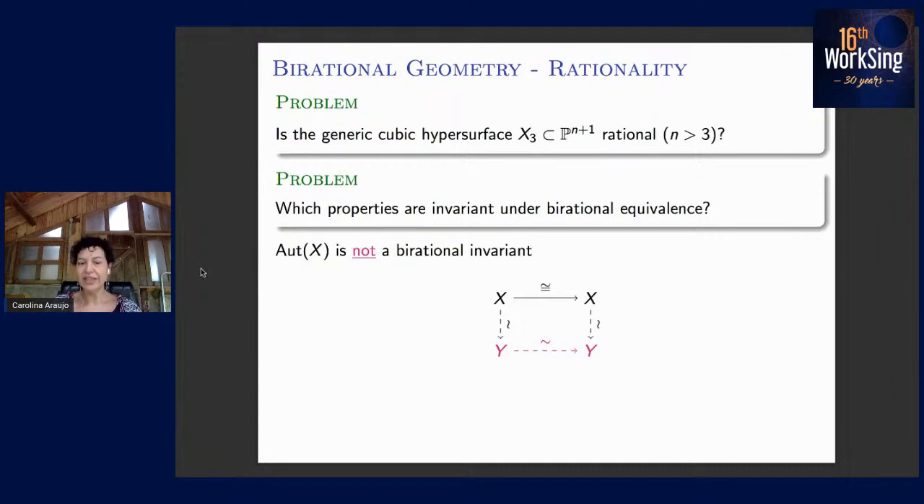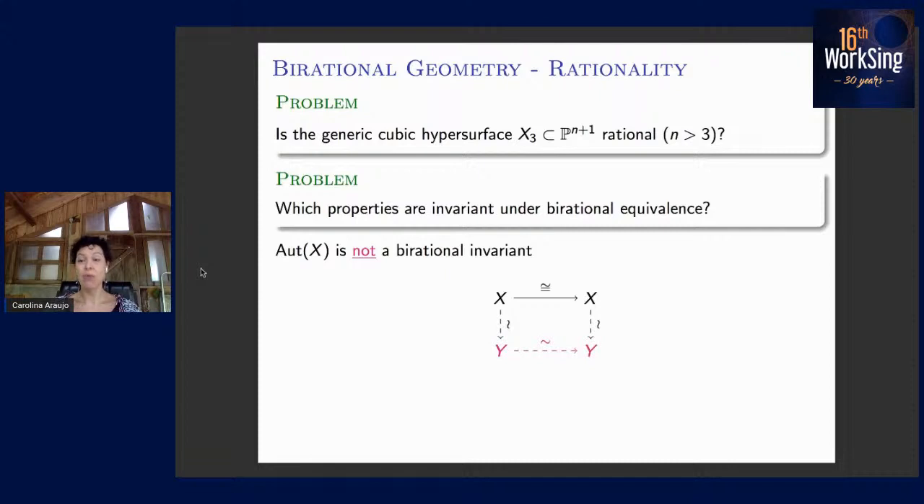I'm illustrating this in this diagram. We start with an automorphism of X, and let's assume that we have another projective variety Y that is birationally equivalent to X. Now, the automorphism of X will induce a birational self-map of Y, which in general is not going to be an isomorphism of Y. And this is why the automorphism group is not a birational invariant.